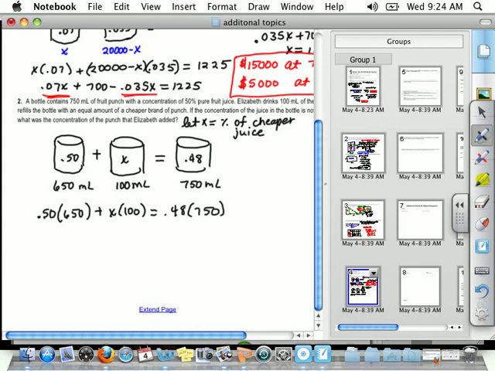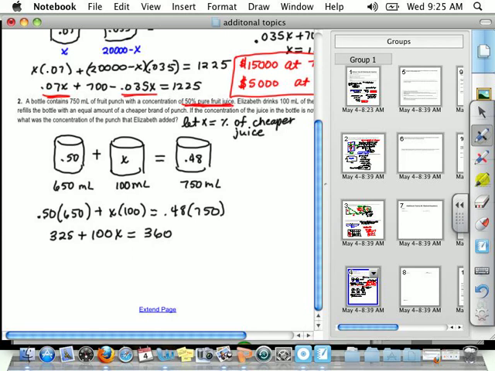So a lot of people get really confused about why we're doing this. We're basically talking about how many milliliters of pure fruit juice I have. So if I had a concentration of 50% pure fruit juice and I had 650 milliliters, that means I have 50% of that. That's pure. The rest of it's like water. So you have 50% of that. Okay, so solve it out. So I have 650 times 0.5 plus x times 100, so 100x, equals 0.48 times 750, so 360.